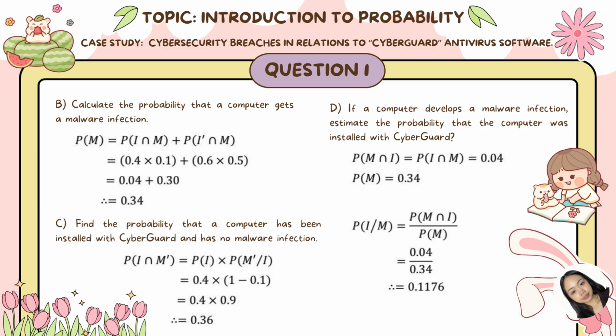Question C. Find the probability that the computer has been installed with CyberGuard and has no malware infection. The formula is the probability of CyberGuard being installed times the probability of not getting a malware infection after CyberGuard is installed. Substitute the information: 0.4 times in brackets 1 minus 0.1 equals 0.4 times 0.9, and the answer is 0.36.